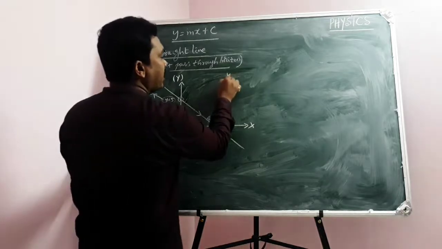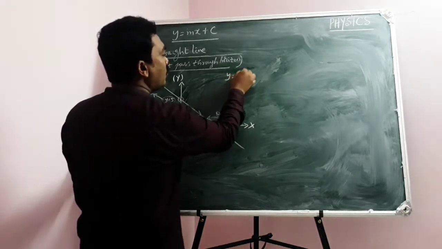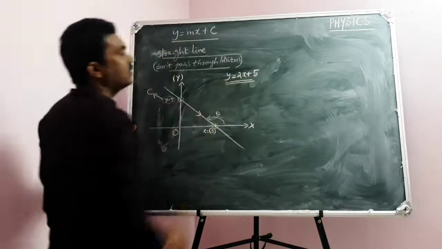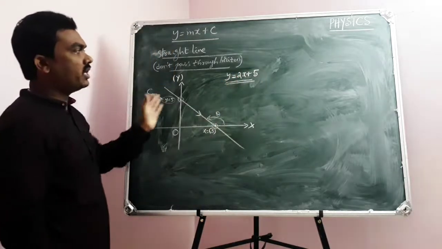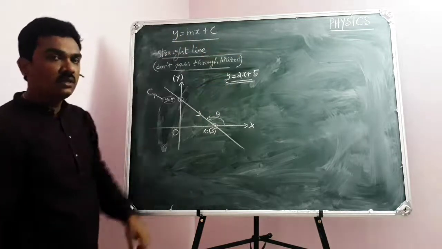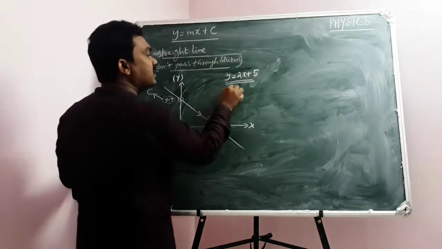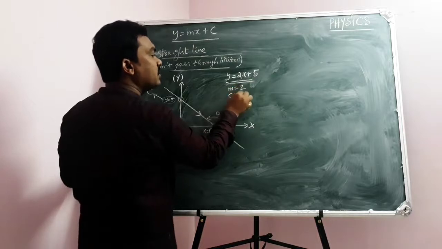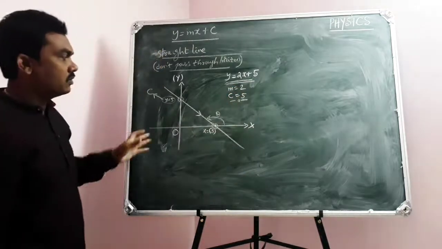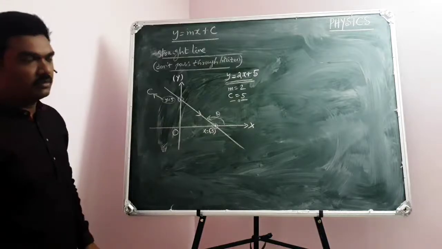To understand more clearly, let me give an example, like y equal to 2x plus 5. Look at this, y equal to 2x plus 5, resembling y equal to mx plus c. So in this particular equation, m is equal to 2 and c is equal to 5. The graph is a straight line.